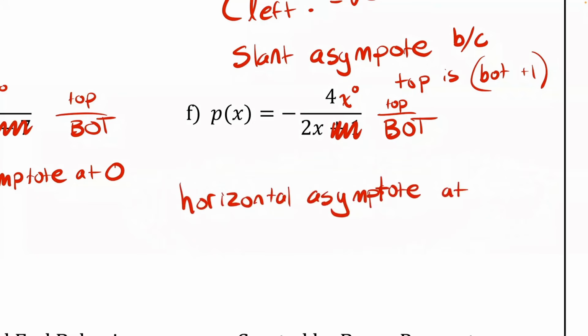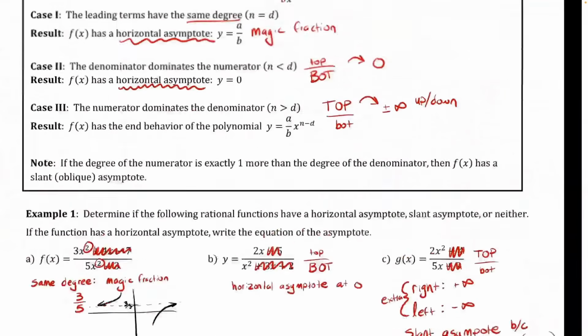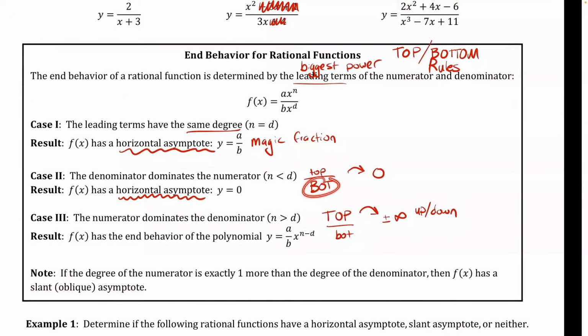Nope. Let's see. Where's the what? Wait, what? Horizontal asymptote. You said it correct. It does have a horizontal asymptote. Where? I don't know. 0. Why 0, Claire? Because it's the second one. Whenever you have the bottom bigger than the top, the answer is always going to be 0.